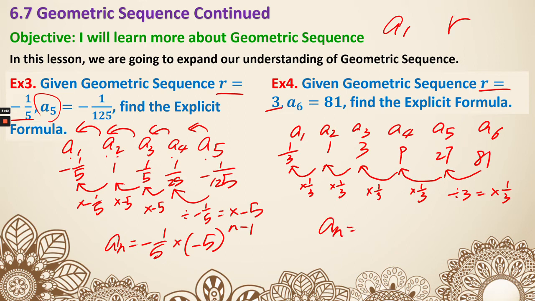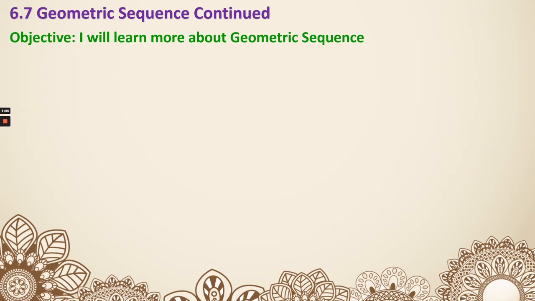So explicit formula a sub n equals 1/3 times 3 to the n minus 1 power. I still need to use my original r, which is actually 3. That is example 4. Next, example 5 and 6.